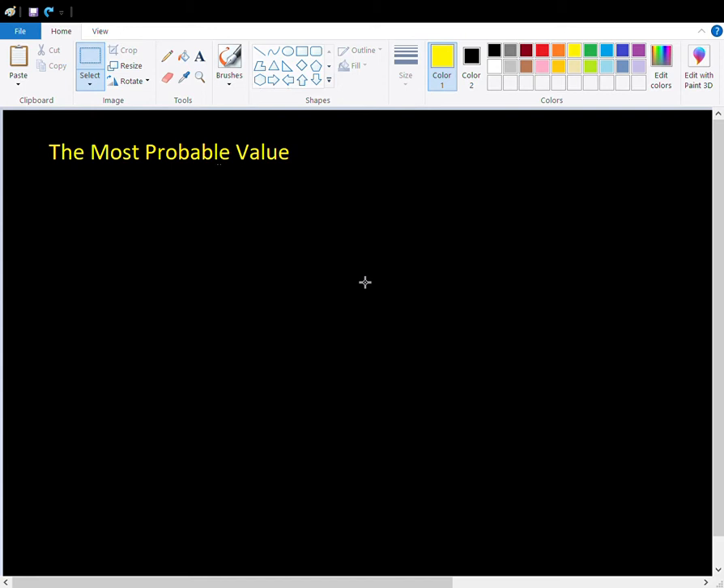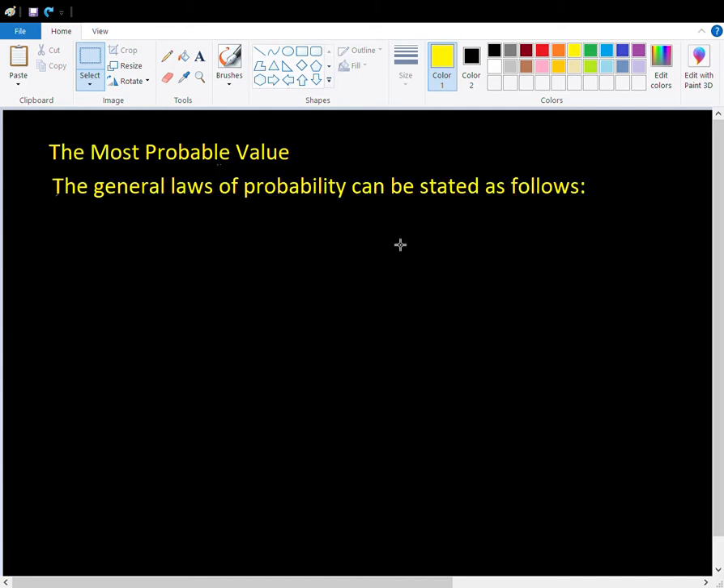Since accidental errors follow the laws of probability, these laws can be applied to accidental errors after all mistakes have been removed and all systematic errors have been eliminated or reduced to a minimum. The general laws of probability can be stated as follows.